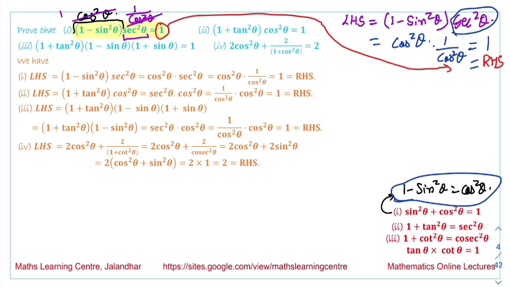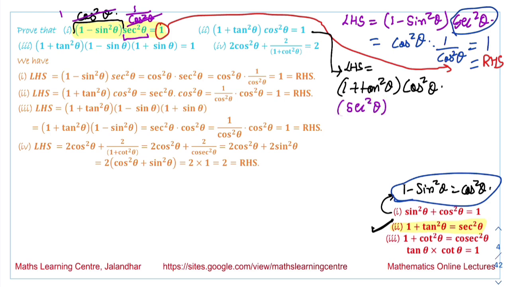Similarly, in the next second one, we have 1 plus tan square theta into cos square theta. This is the LHS part. What is 1 plus tan square theta? We are talking about now the second identity, 1 plus tan square theta, that is equal to secant square theta into cos square theta, and we know that the product of these two terms is 1.